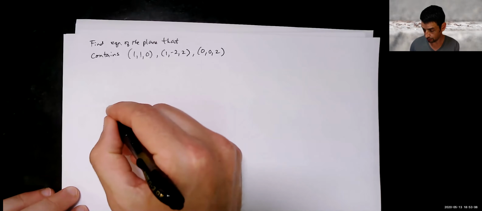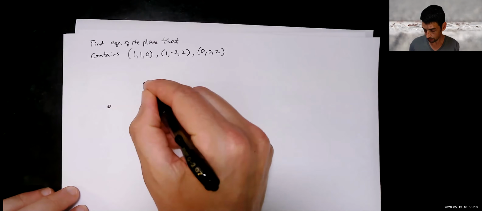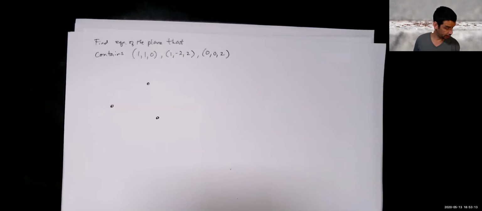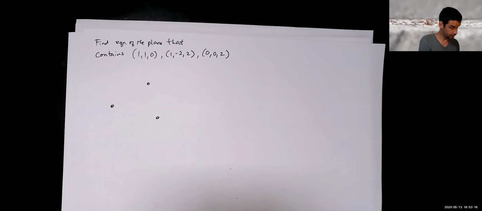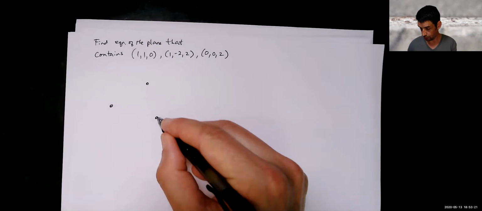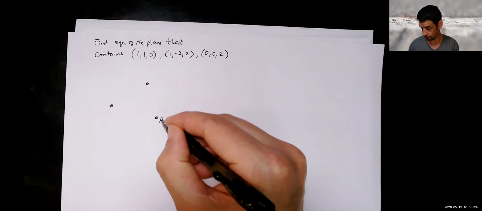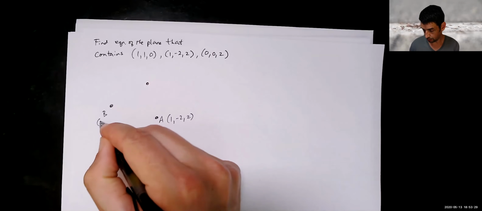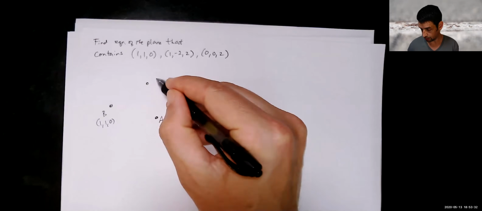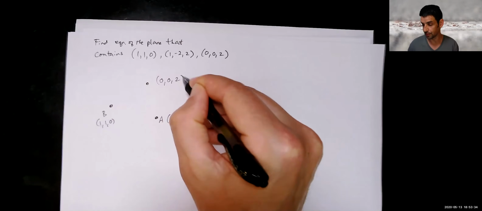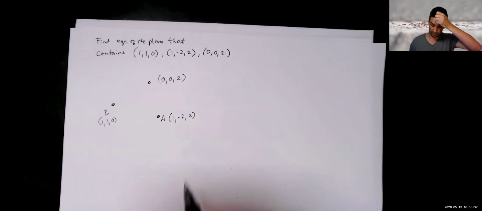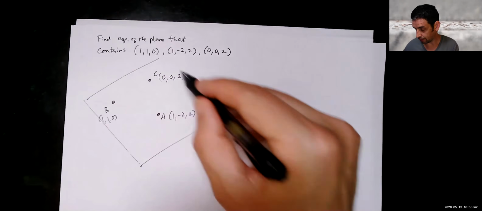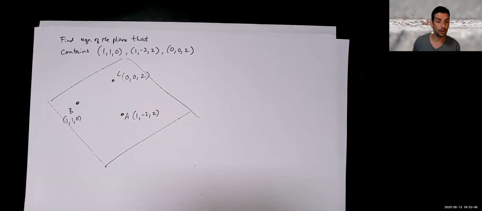Let's write these out. Okay, let's call this one A, which is going to be 1, -2, 2. We'll call this one B, 1, 1, 0, and then this one C, 0, 0, 2. So those all live in some plane, A, B, and C, okay? Maybe I'll draw that in. I'm not trying to be accurate about where they are in space. I just want to give myself a little representation.